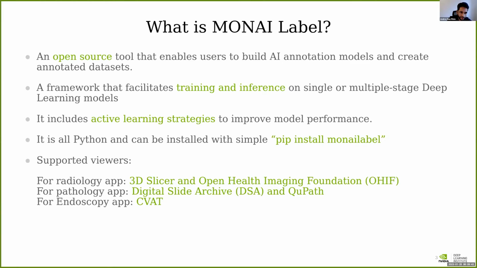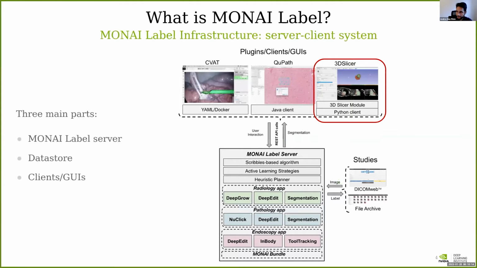We have developed different viewers for the different applications. If you are working with the radiology app, which is CT, MR, or multimodality MR images, you can use the 3D Slicer or OHIF viewers. If you're working with histopathological images, you can use the Digital Slide Archive or QuPath to annotate those types of images. For endoscopy applications, you have the CVAT viewer, the MONAI Label plugin for that. Great. So that's the bit.